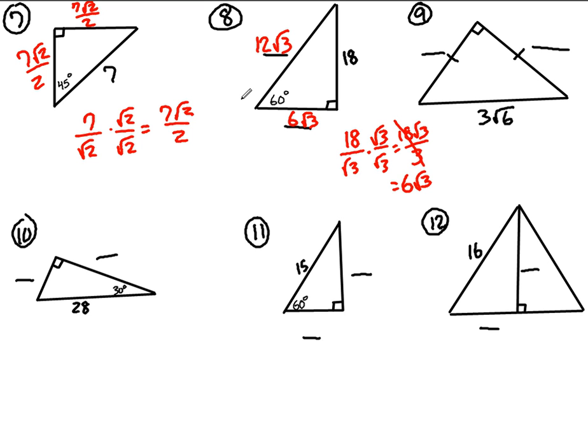All right, number 9, we are back to a 45-45-90 triangle. So to get from hypotenuse to leg, we're given the hypotenuse here, I need to divide by the square root of 2.